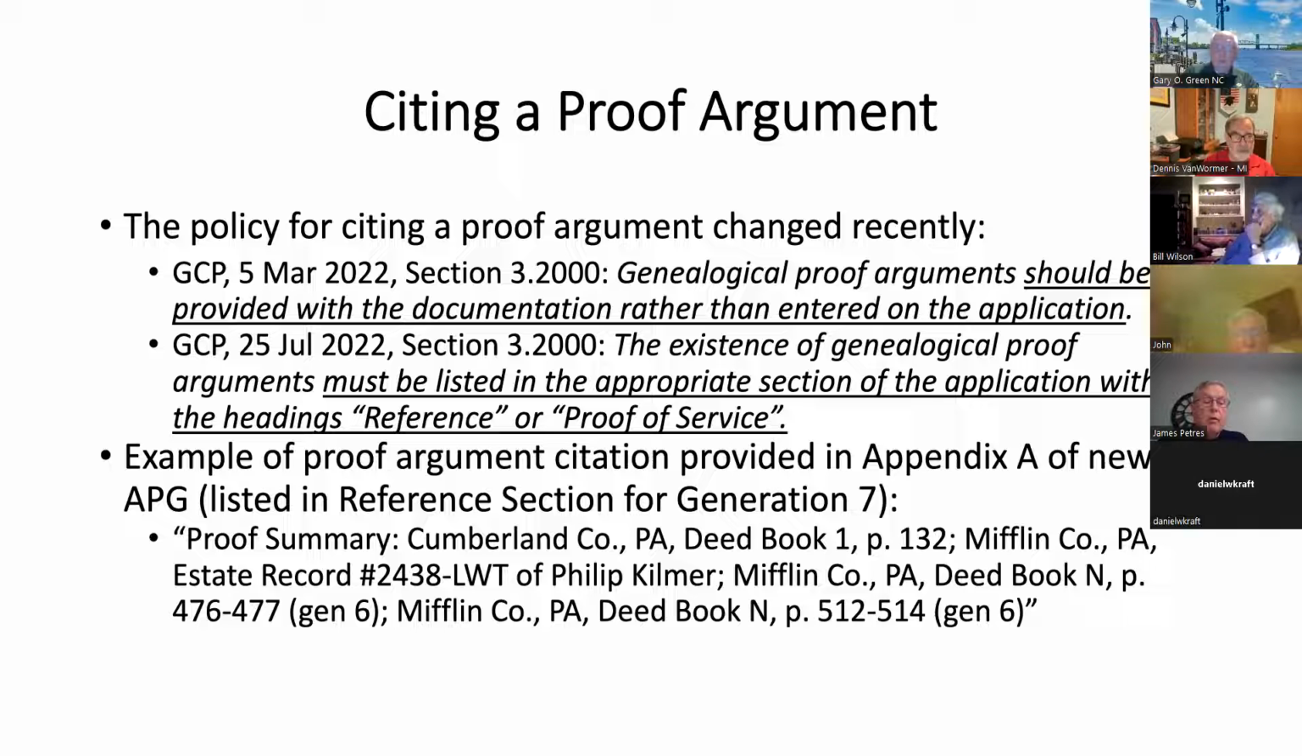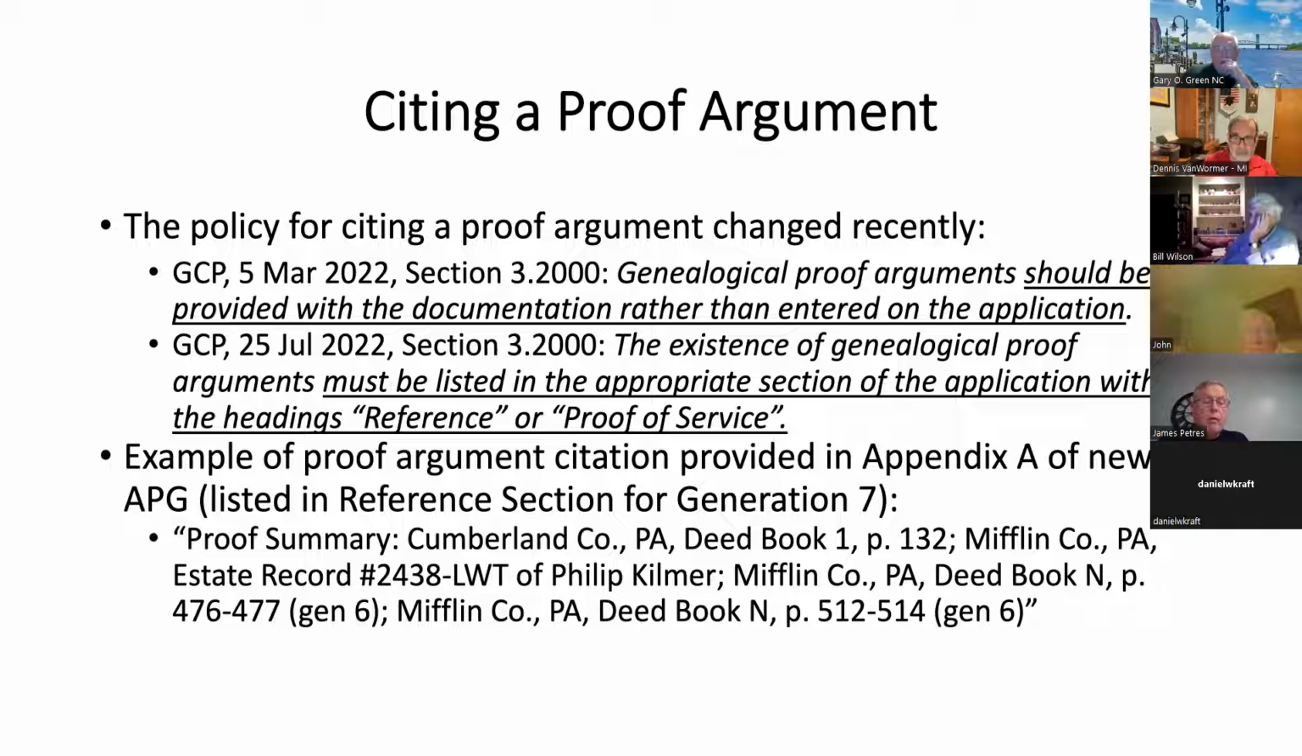And if you go into the APG, Appendix A has the same application done twice. It's once in the PDF format and once in the online format. The primary purpose was to show the similarities and differences between the two formats. But they also both show, in the last generation, which is generation 7, in the reference section, a proof summary citation. I just copied it here.